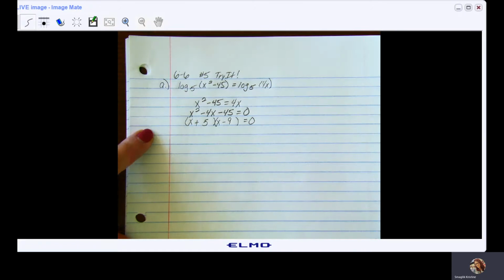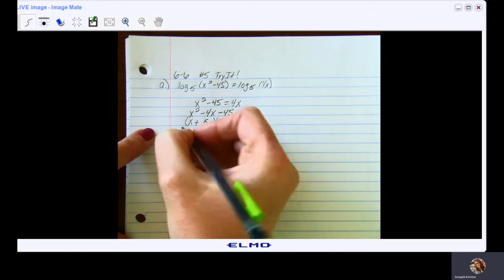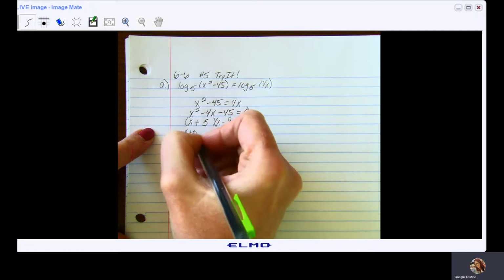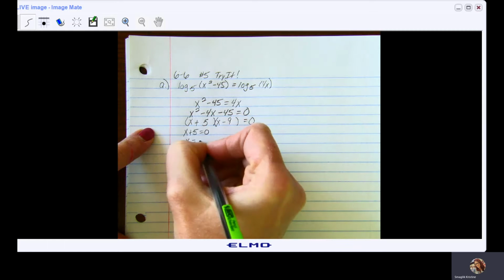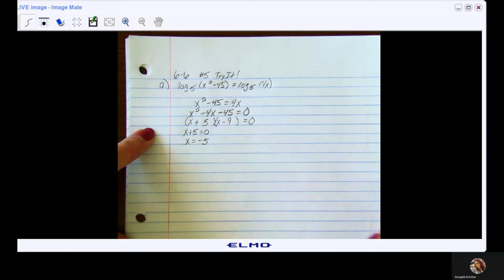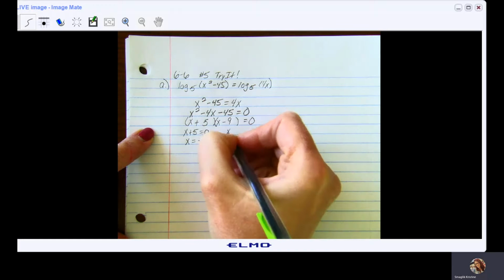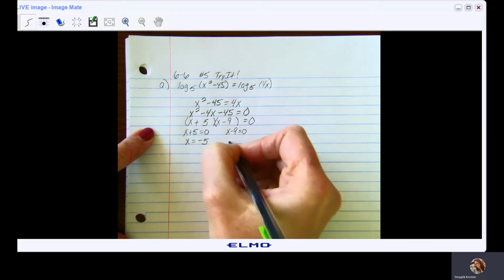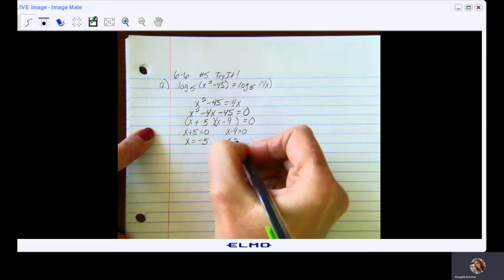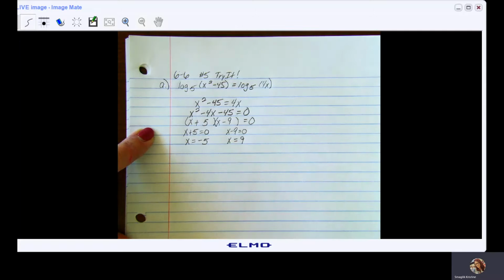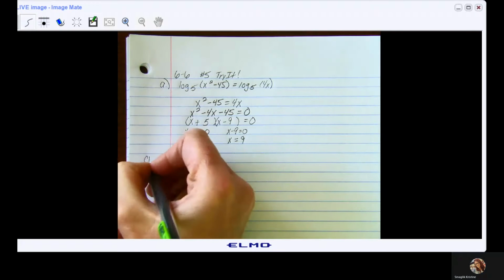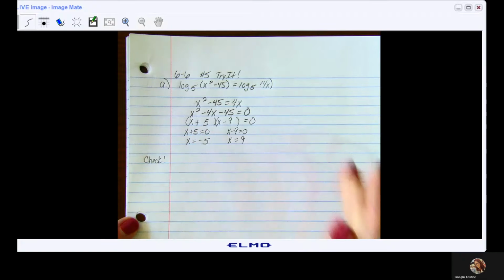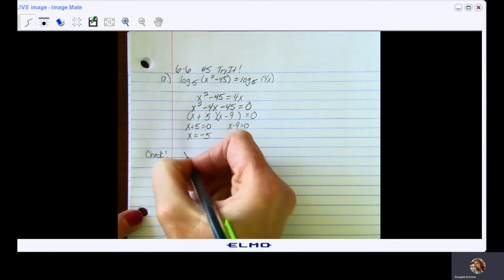And now let's use our zero product property to solve. I've got x plus 5 equals 0, so here x equals negative 5. X minus 9 equals 0, x equals positive 9. Okay, so now we need to check these. So let's do x equals negative 5.